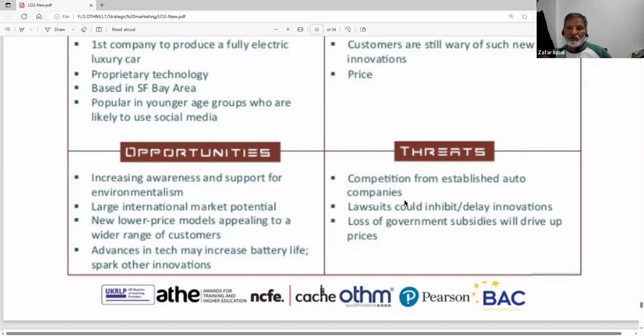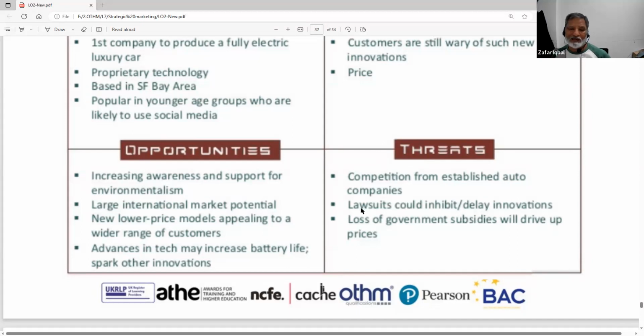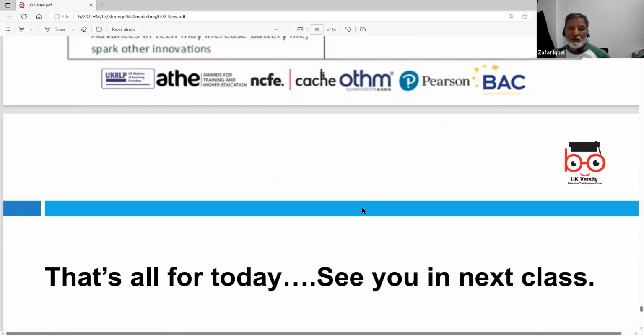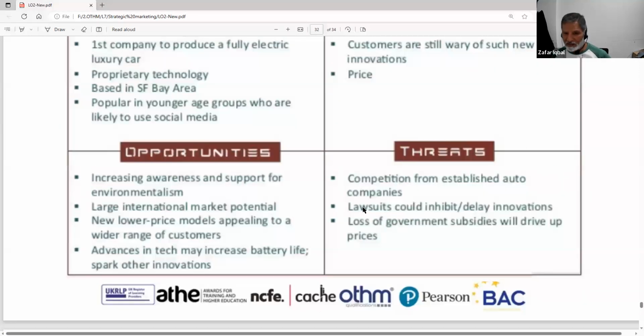Threats are competition, of course, from established auto companies. There are lawsuits against them, or delayed innovations, and loss of government subsidies will drive up prices. They may have some legal cases outstanding, or maybe they have been sued in certain areas. So these are threats that they'll have to combat. Okay, so these threats are very important things to consider when you're designing a marketing strategy.